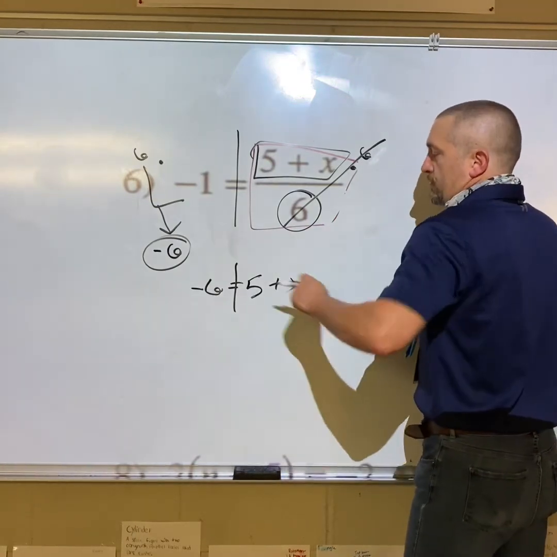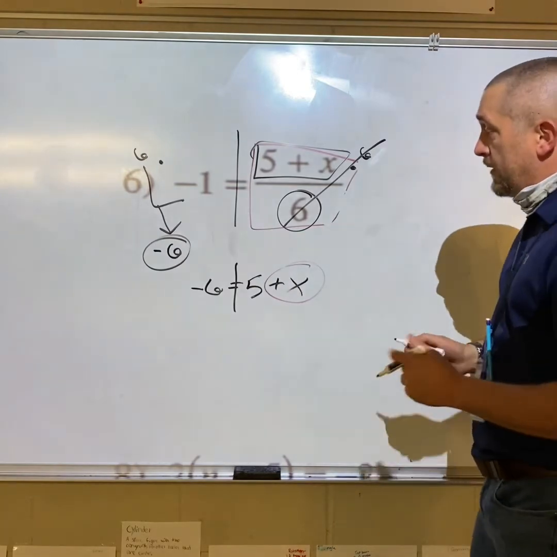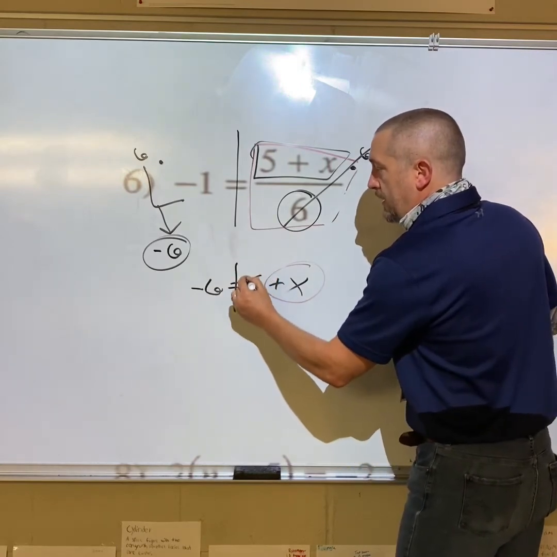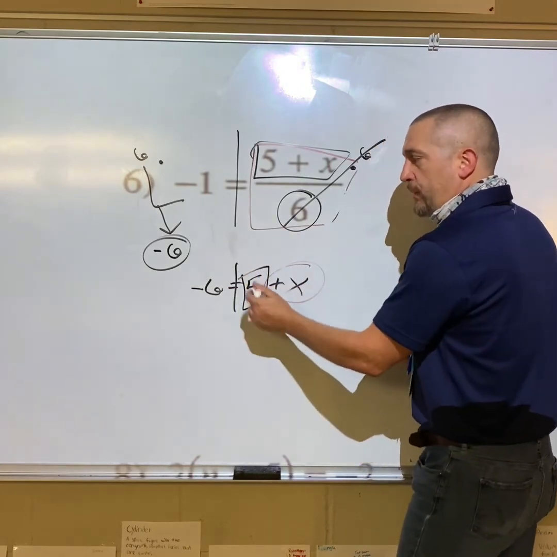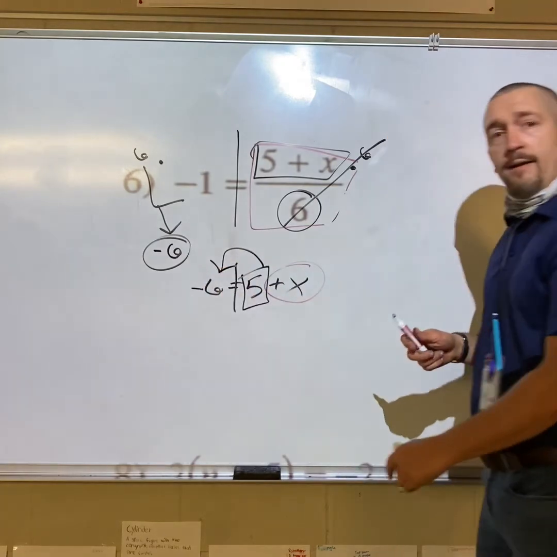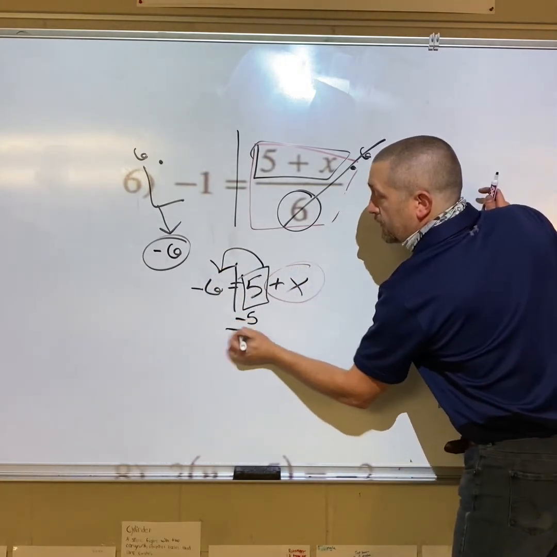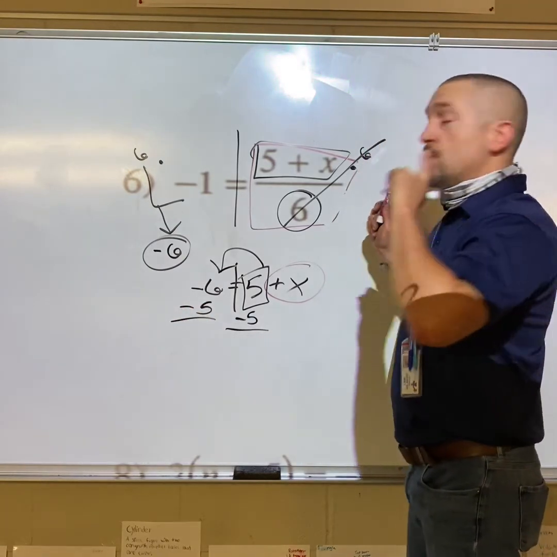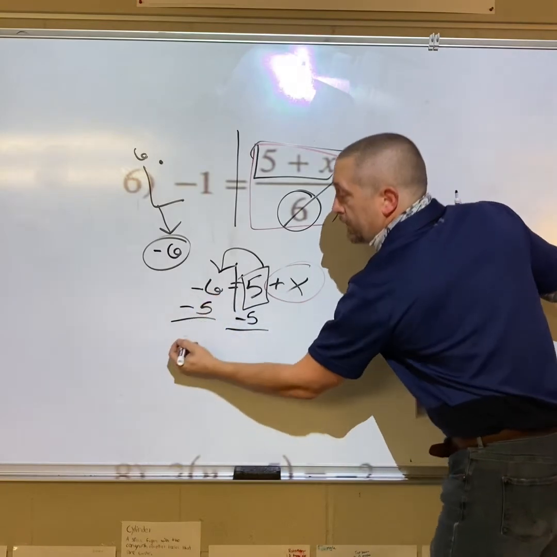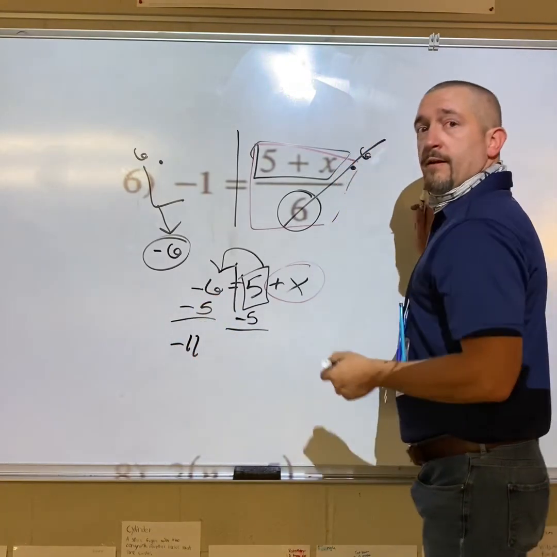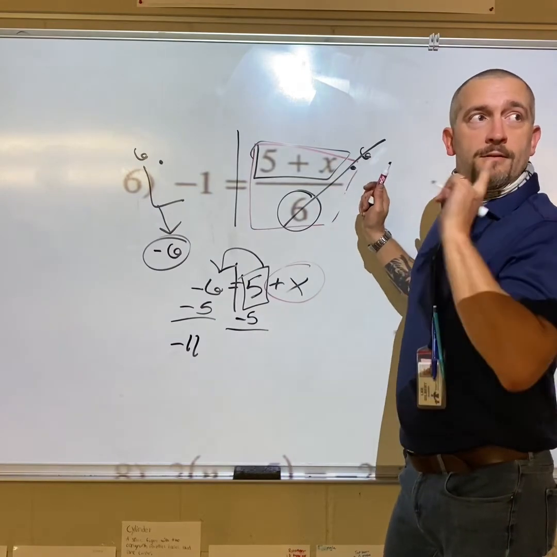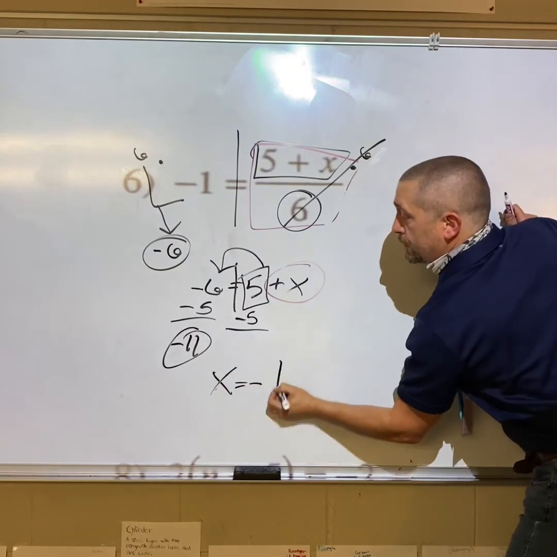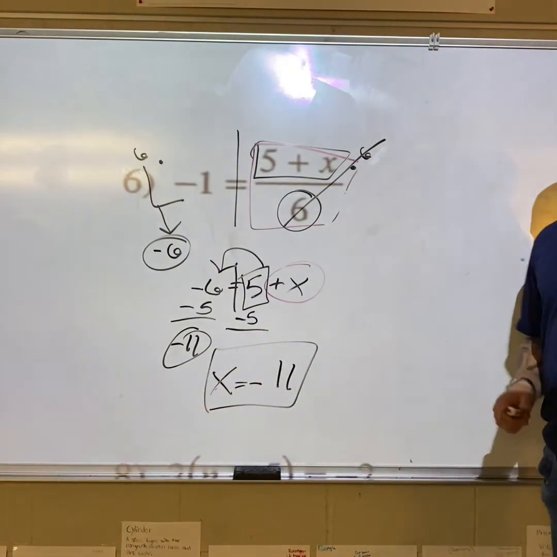Let's identify our variable. Our variable is a positive x. What doesn't belong on this side of the equation? Well, we have a real number that doesn't belong. This needs to be moved over to the other side. 5 is positive. To move it, we're going to subtract. We're going to subtract 5 from both sides. -6 and a -5 gives us a -11. So x is equal to -11.